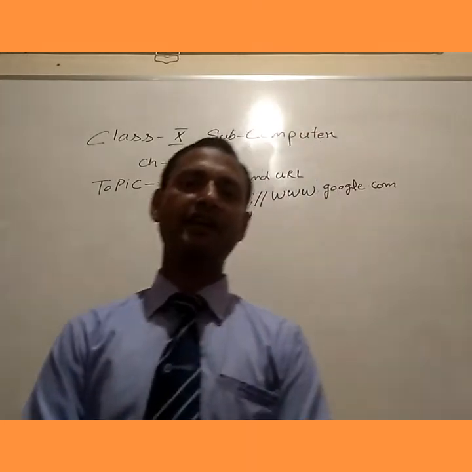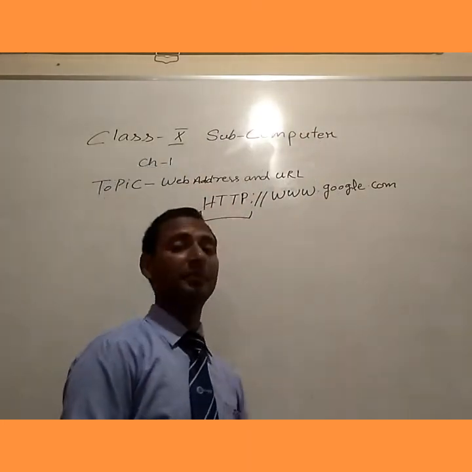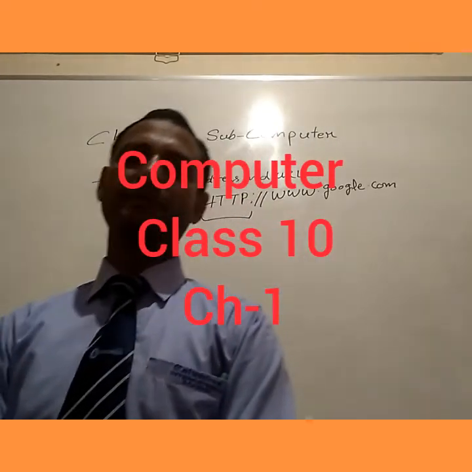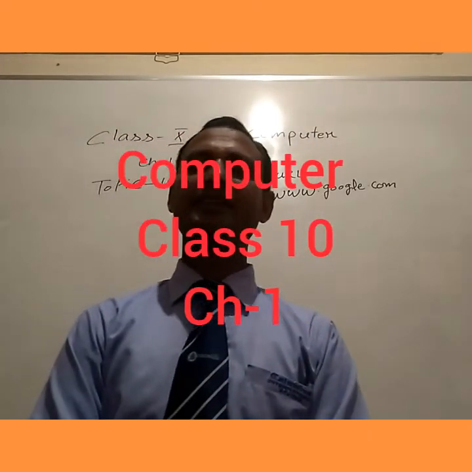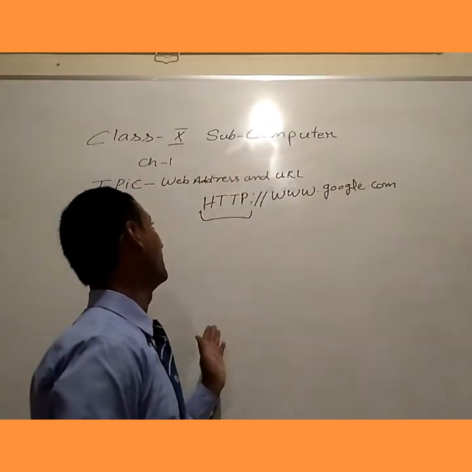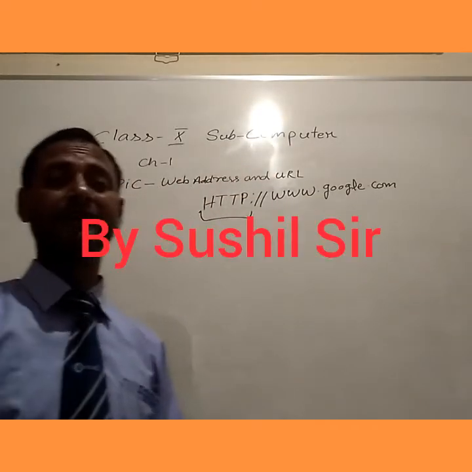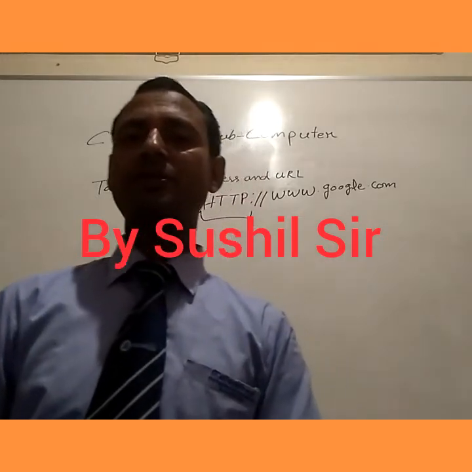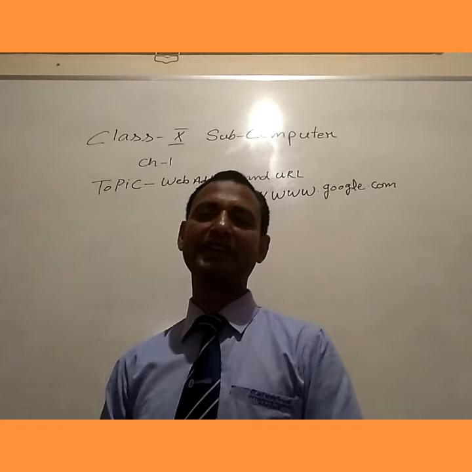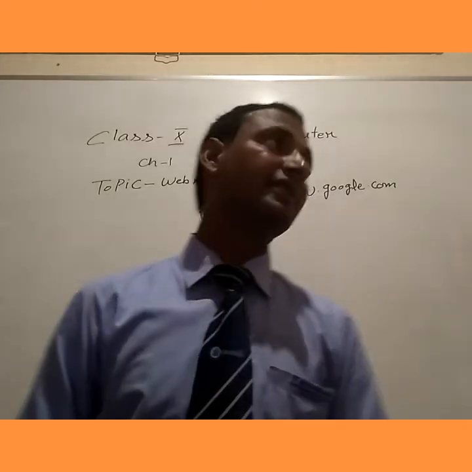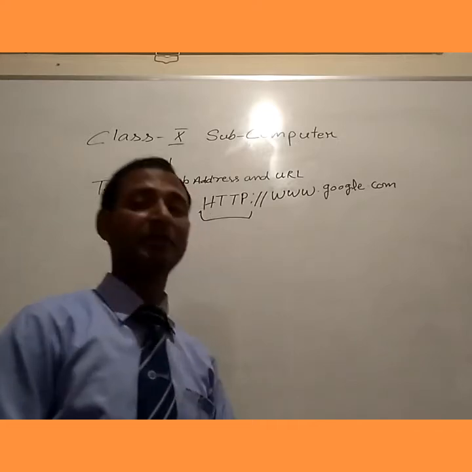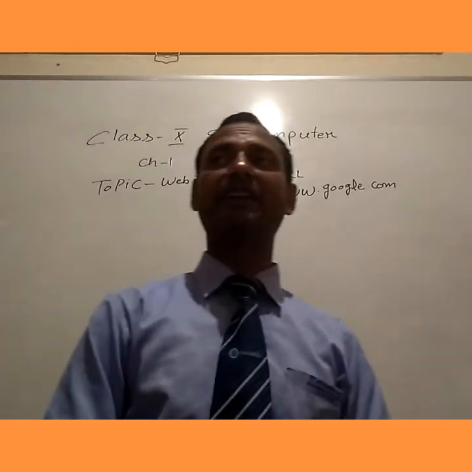Today we will start the next topic, web address. Now we will learn about the web address and URL. URL is also called a Uniform Resource Locator. Uniform Resource Locators are used to access web pages from the internet. It is just the addressing of your web pages, how a web page will be accessed from the internet.